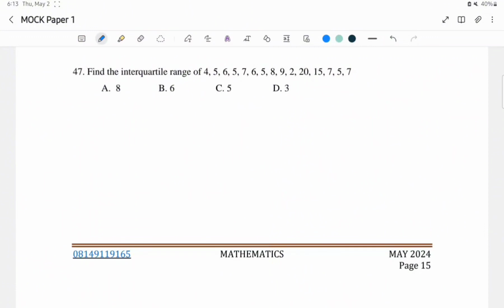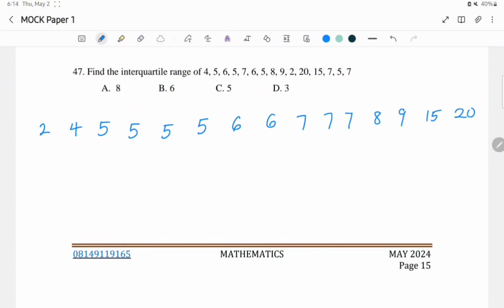To find the upper quartile or the lower quartile, we have to arrange first. So we can either arrange in ascending order or descending order. Let's arrange in ascending order. The smallest number there is 2, then 4, then 5. We have another 5. We have another 5. Then 6, 6, 7, 7, 7, 8, 9, 15, 20.